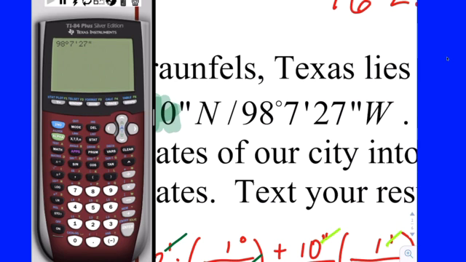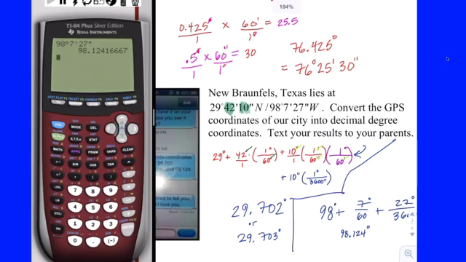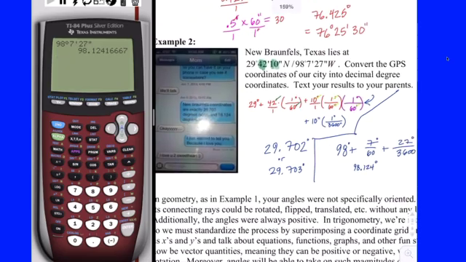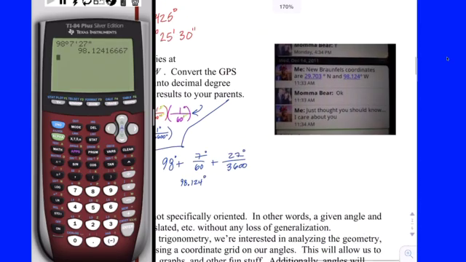So there it is, 98, 7, 27. And now all you got to do is just hit enter. You just hit enter, and it converts it for you, 98.124. So that's kind of nice. All right, so after tomorrow's quiz, unless I specifically ask you to show the computations, if you need to convert back and forth from one to the other, you can let the calculator do it for you. Okay? Sweet.